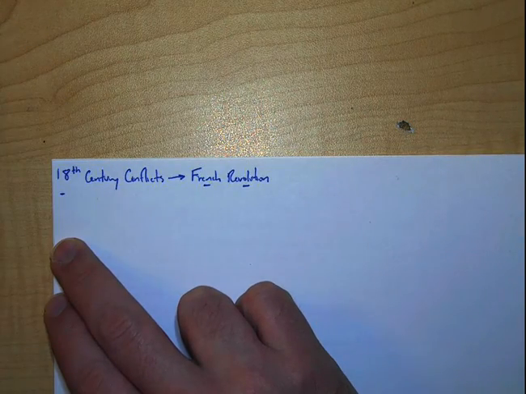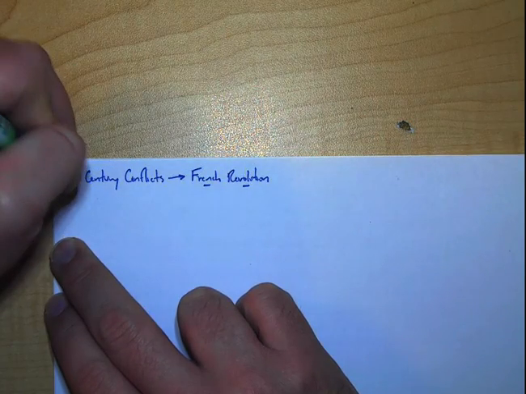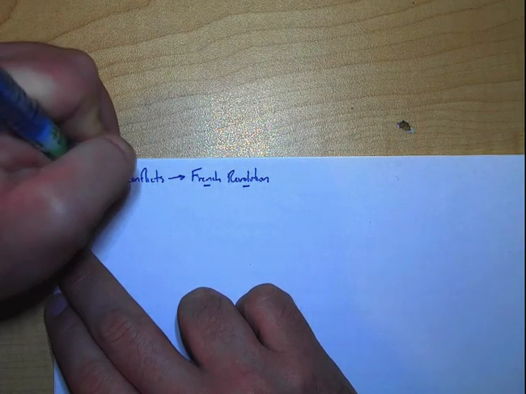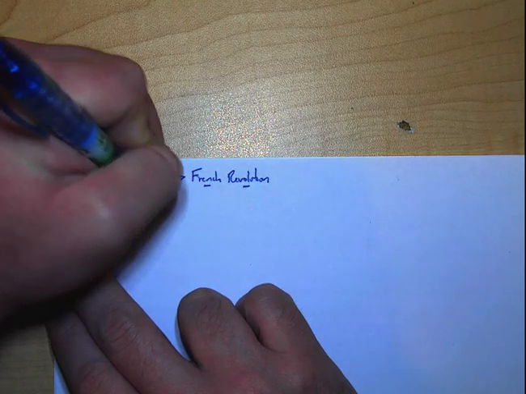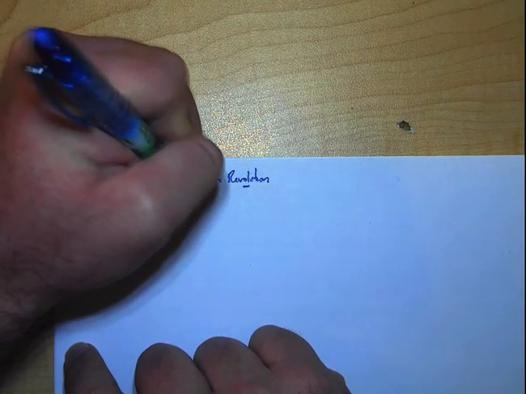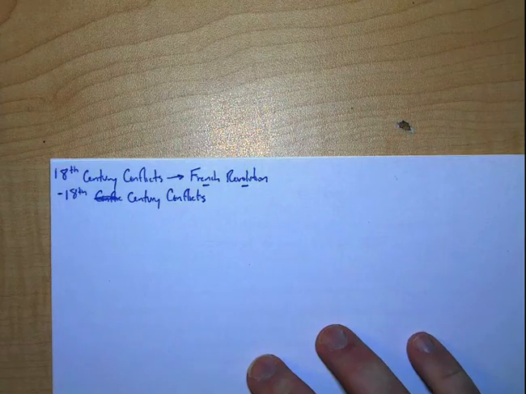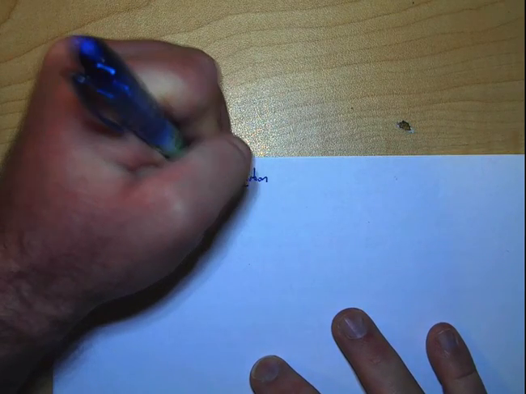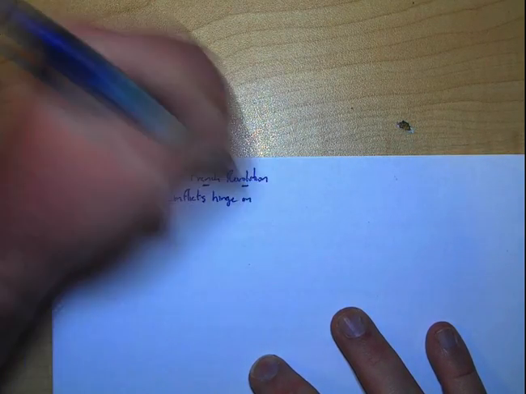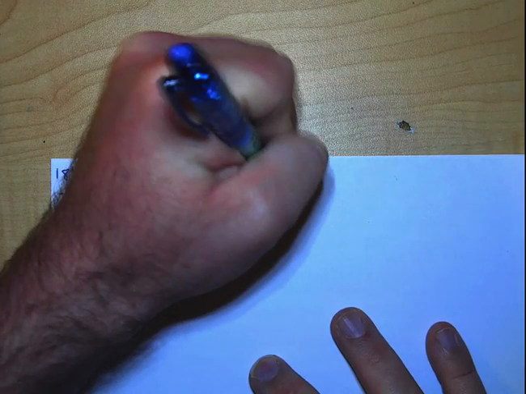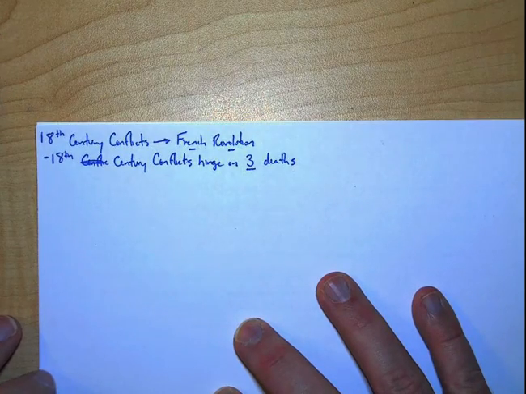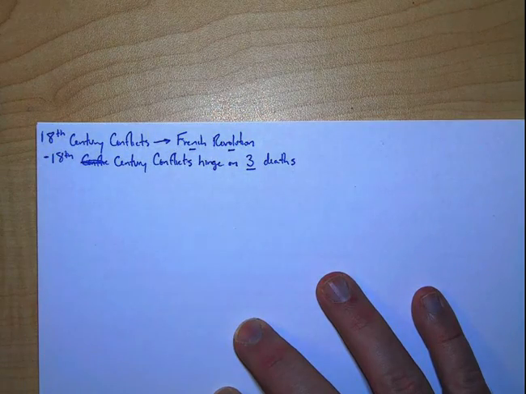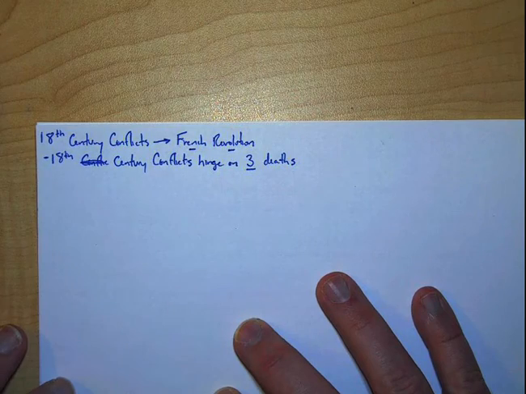So really, these 18th century conflicts hinge on three deaths. There are three people that are about to die, and these three people kind of usher in the instability that's going to cause the conflicts.